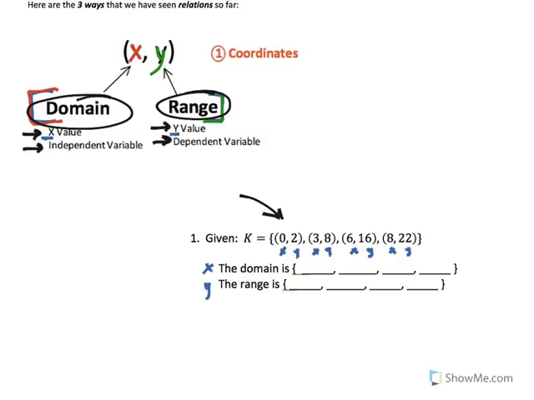So now I put all of the X's on the line. I have X here, X here, X here, X here. And I put all of the Y's on the line. I have 2 here, 8 here, 16 here, and 22 here. So this is how we identify the domain and the range.